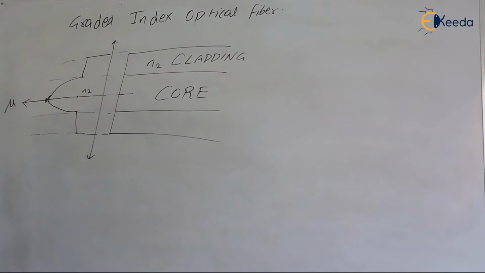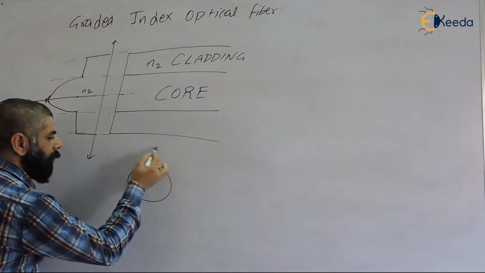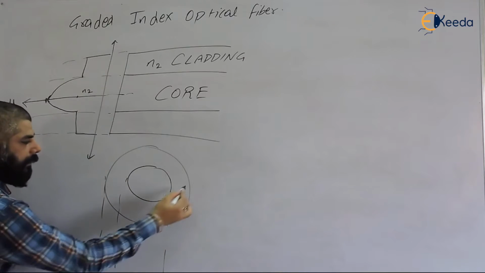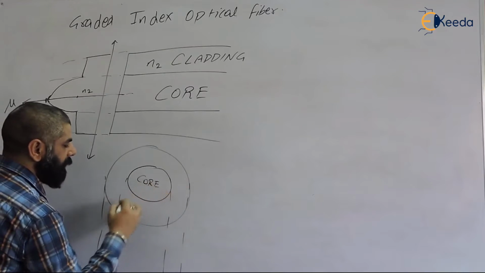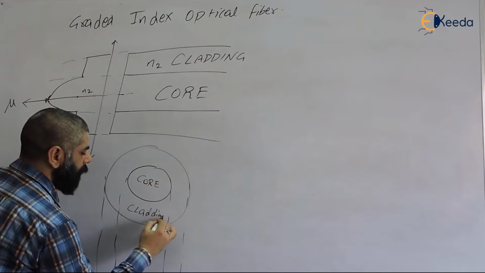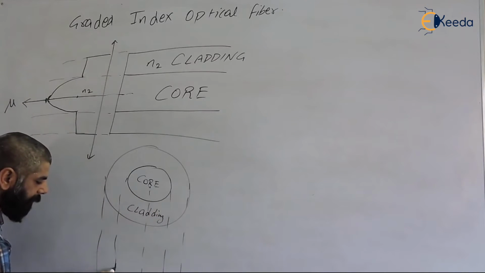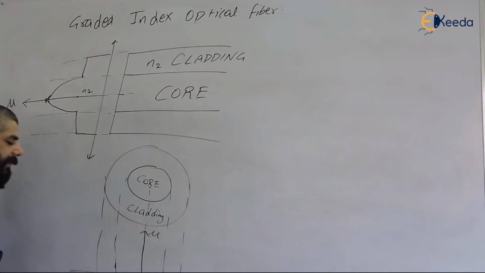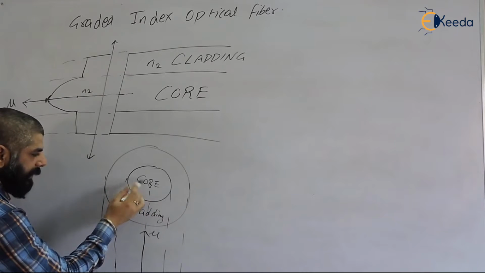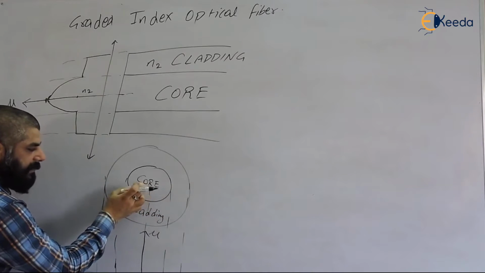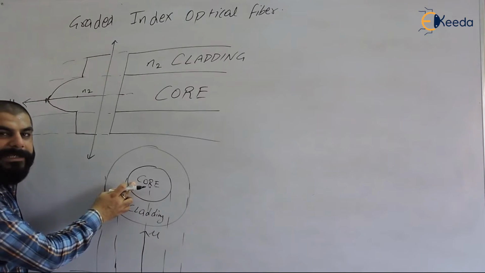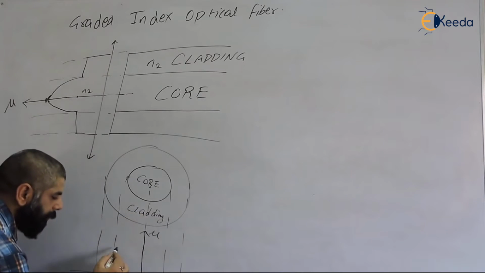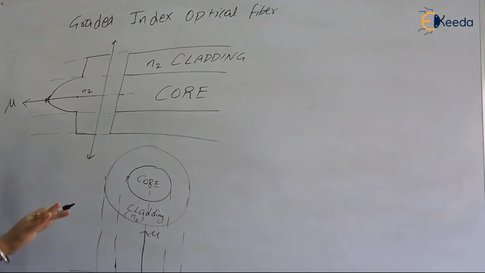If you see the cross-sectional diagram, this is the core, this is the cladding. If we now draw the refractive index profile, this is core and this is cladding. The refractive index of the core has a maximum value at the axis of the optical fiber. Now, from this point to this point, as we move radially outwards, the refractive index decreases to a constant value. The refractive index of the cladding I am taking as N2, which is constant.